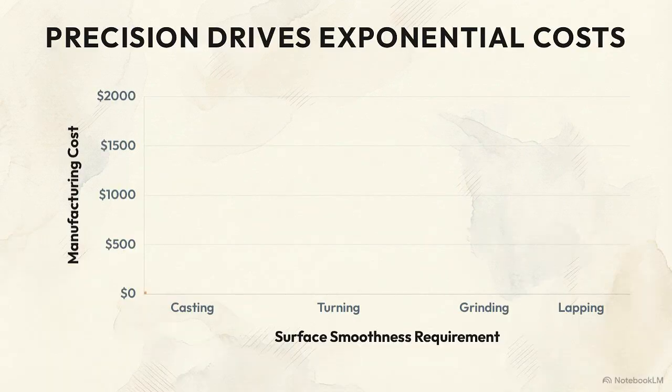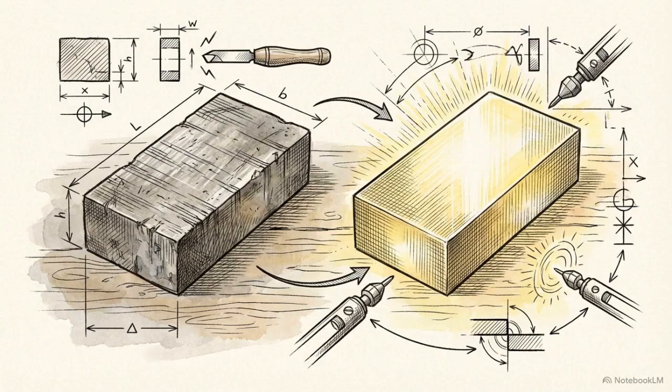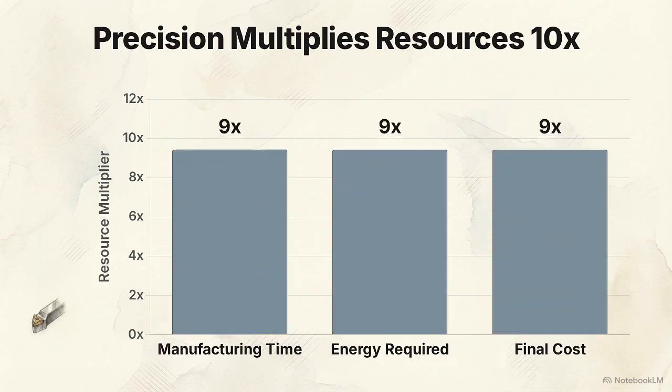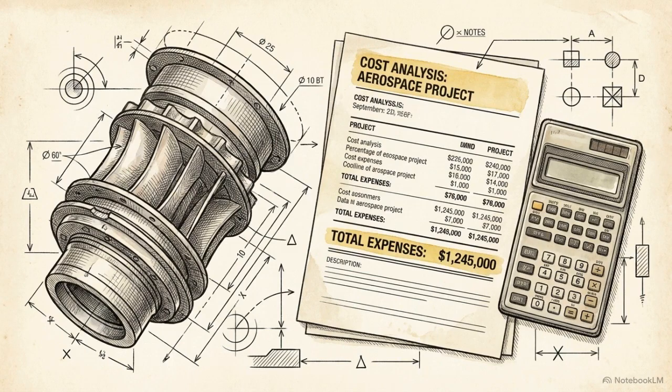Beyond physics, there is an economic reality. The cost curve of surface finishing is exponential, not linear. Taking a part from a standard machined finish to a superfinished, lapped state drastically multiplies the manufacturing time, the energy required, and the final cost. Perfect engineering requires hitting the specific roughness target mandated by a part's environment, balancing physical survival against economic reality.